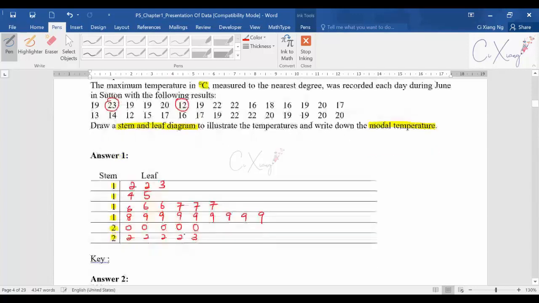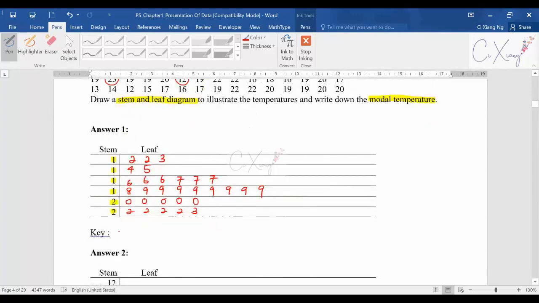Your complete graph should be something like this, and after that the key you can write as 1 stroke 2 denotes 1.2 Celsius. So this is the answer for the first graph. Just to let you know, for this example, repeated numbers in the stem are allowed as long as the width of every single interval is the same. This is one special answer that you need to know.